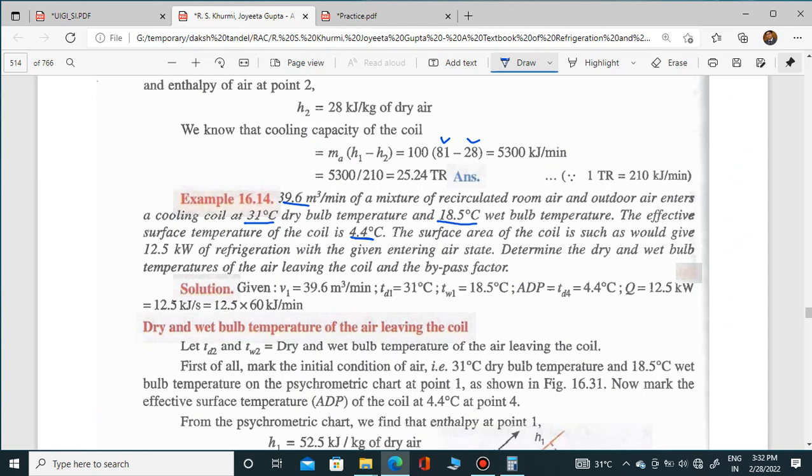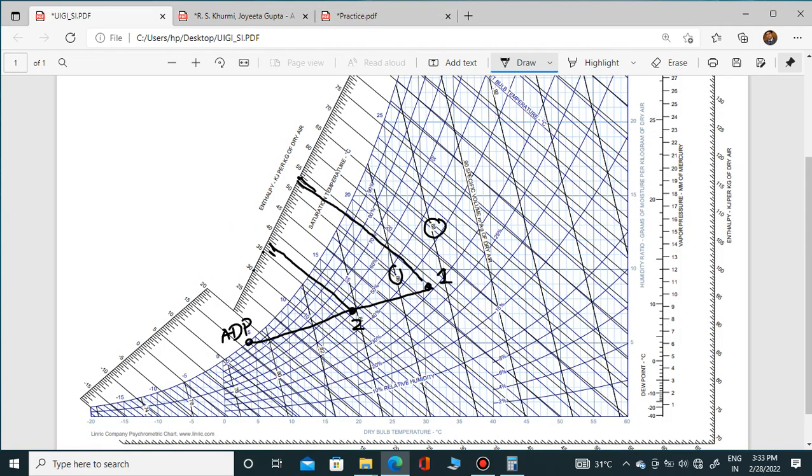So now what is asked? Determine the dry bulb temperature and wet bulb temperature of the air leaving the coil, and the bypass factor. So let us find the dry bulb temperature at point number 2. Here you can see that this is 20. So the dry bulb temperature at point 2 will be 20 degrees centigrade. How can we find the wet bulb? Here you can see this is the wet bulb: 10, 11, 12, around 13. So the wet bulb temperature will be around 13 degrees centigrade.